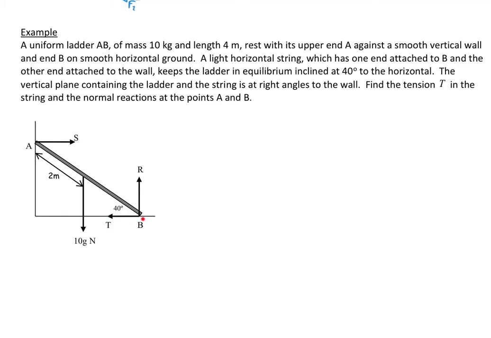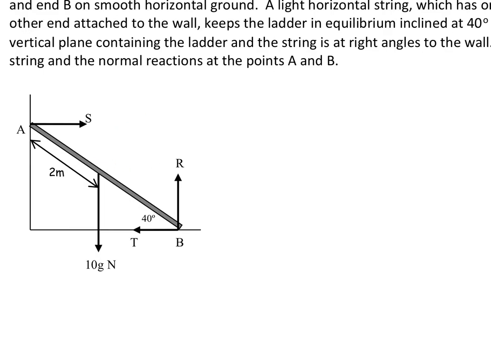This is the tension in a string which is attached to B, pulling it in towards the wall. It keeps this ladder in equilibrium at an angle of 40 degrees to horizontal. The vertical plane containing the ladder and the string is at right angles to the wall. Find the tension T in the string and the normal reactions at the points A and B. And they have labelled this all for you.